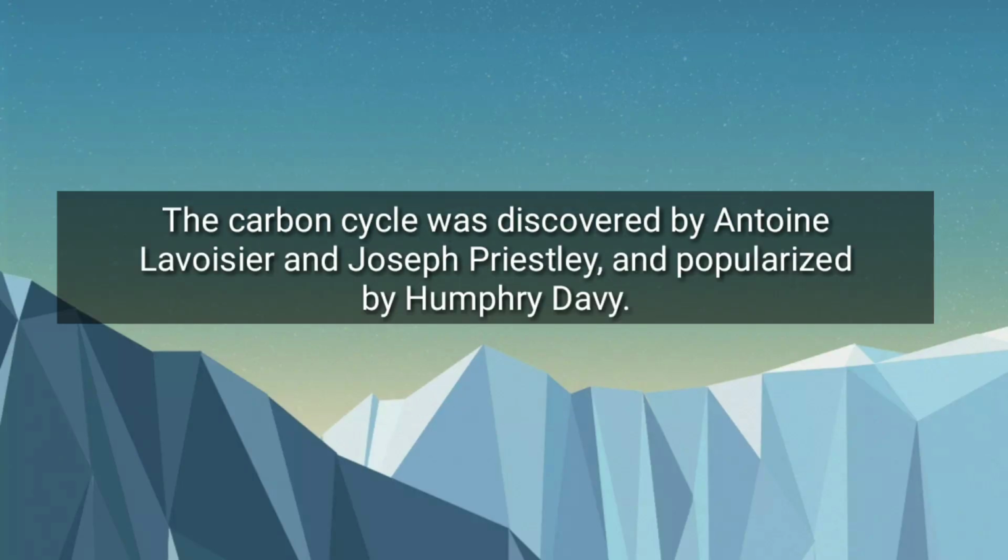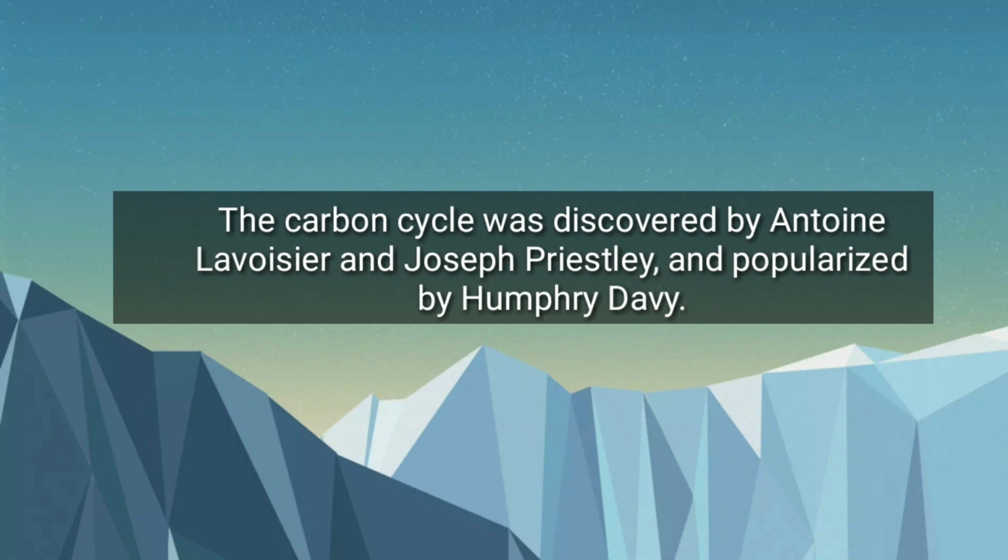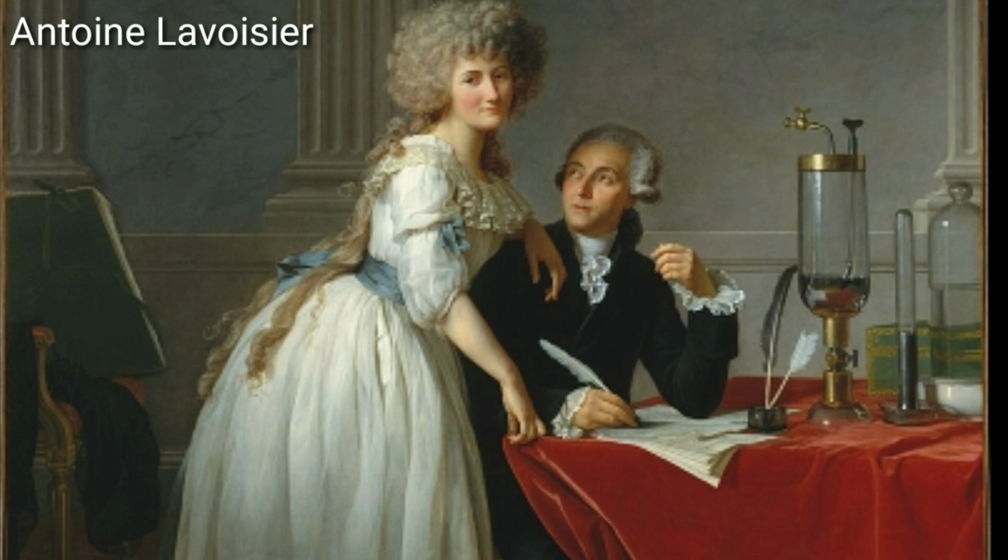The carbon cycle was discovered by Antoine Lavoisier and Joseph Priestley, and popularized by Humphrey Davy. Antoine Laurent Lavoisier was born to a wealthy family of the nobility in Paris on August 26, 1743. It is generally accepted that Lavoisier's great accomplishments in chemistry stem largely from his changing the science from a qualitative to a quantitative one. Lavoisier is most noted for his discovery of the role oxygen plays in combustion. He recognized and named oxygen, 1778, and hydrogen, 1783, and opposed the phlogiston theory.